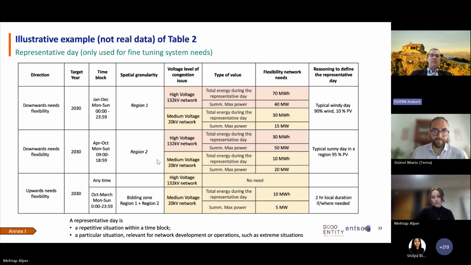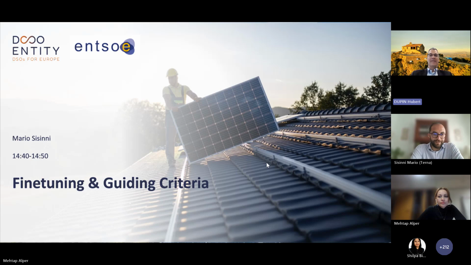So as you see, a representative day can be a repetitive situation within a time block, or it can be an extreme case, because we also plan our network for extreme cases. Those are rare events, but we do need to plan the network and the system for those extreme cases. So representative days allow us to fine-tune the yearly accumulated data on what would occur on specific days. So those are the type of data and analysis, at least the type of data, that DSOs will provide. Now I hand it over to Mario.